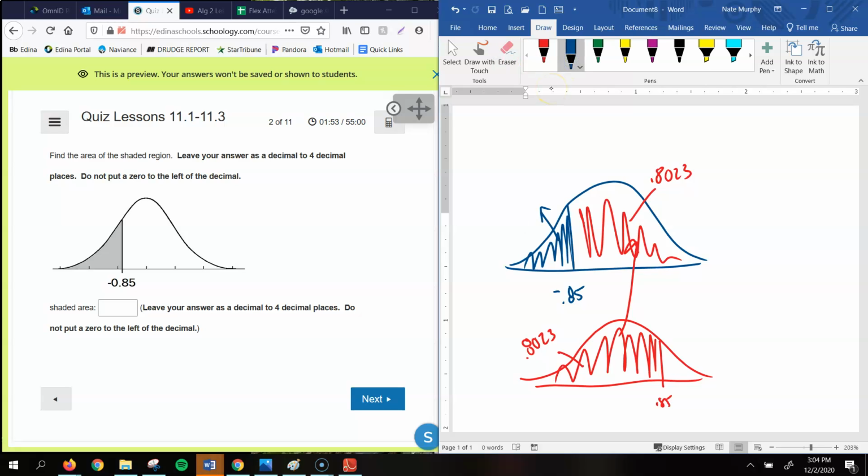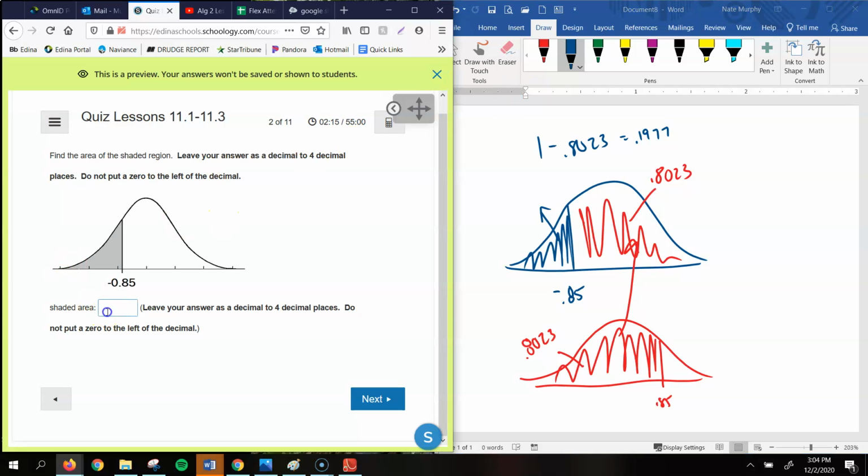So to find that, remember the area under the whole curve is 1. So if we want to find the leftover piece, I would take 1 minus 0.8023. And when I do that, I get 0.1977. So 0.1977 would be the area of that blue shaded region. So that's what we put in here: 0.1977.